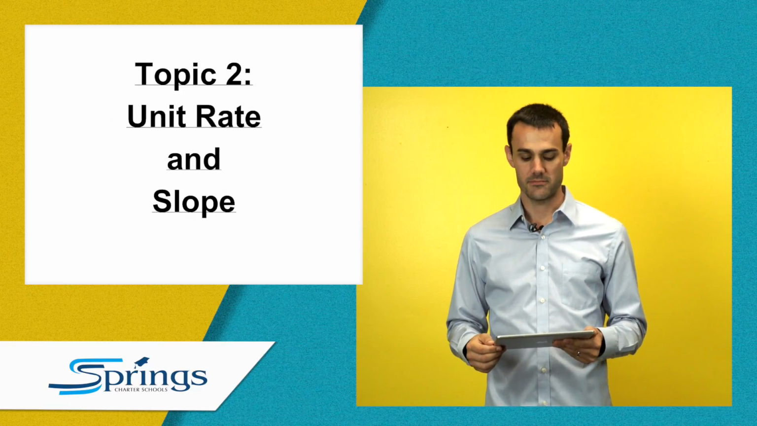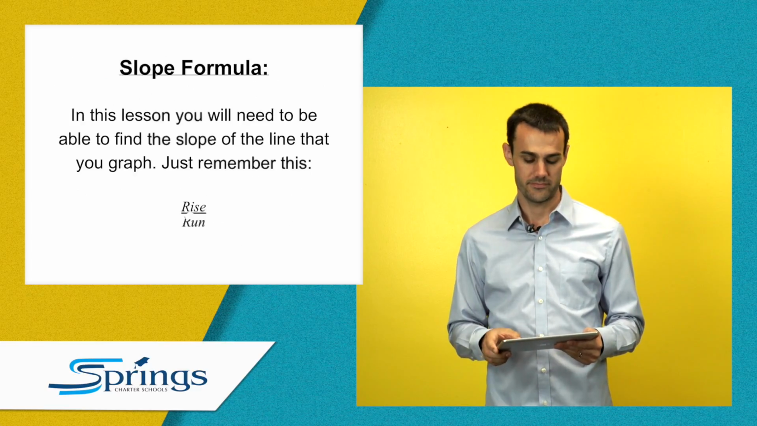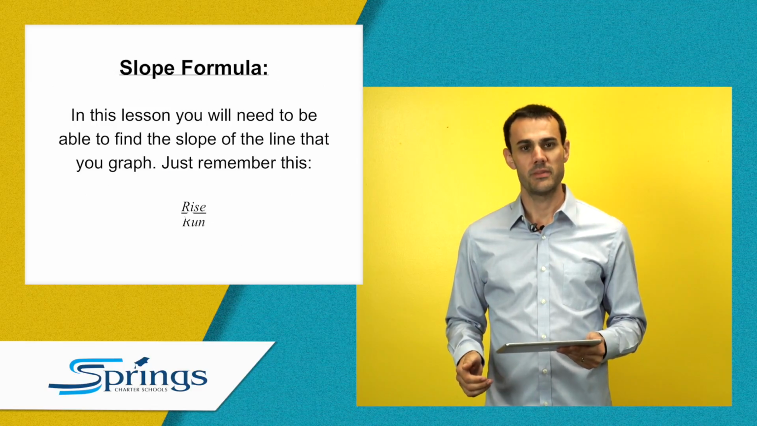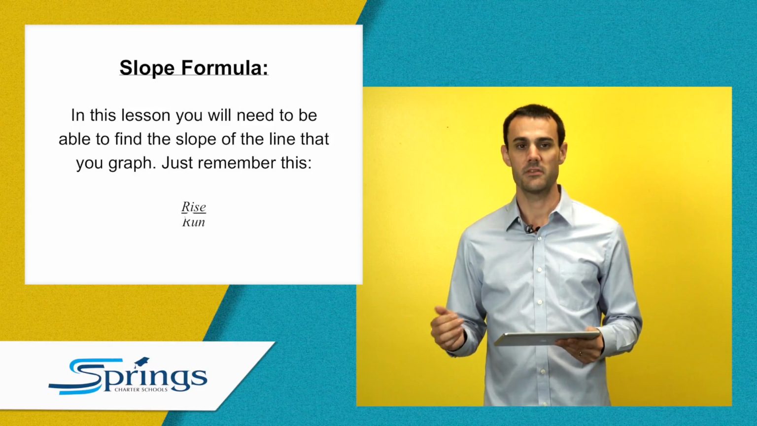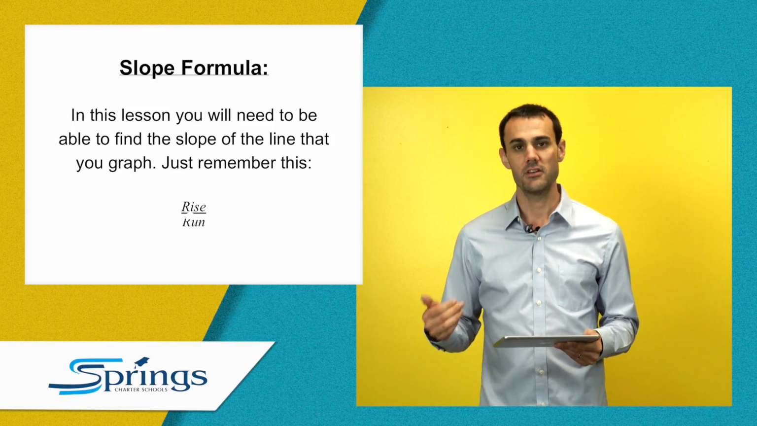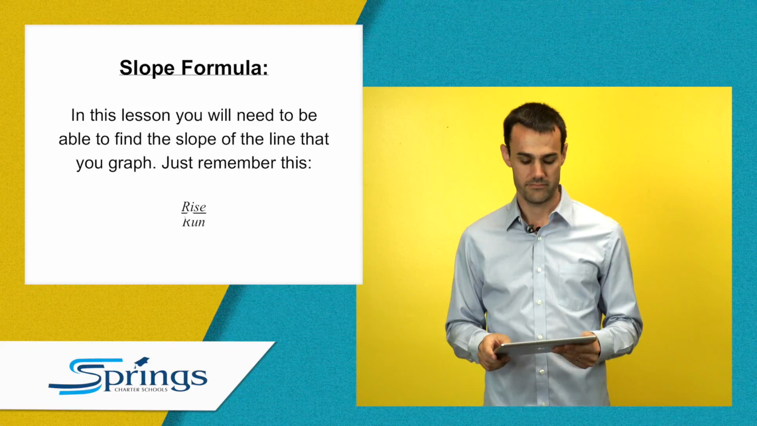Topic 2 from this chapter, unit rate and slope. Let's talk a little bit about what the slope formula is. In this lesson, we talked about slope, and just remember that when we graph it, it's a line, and we look at the rise over the run.